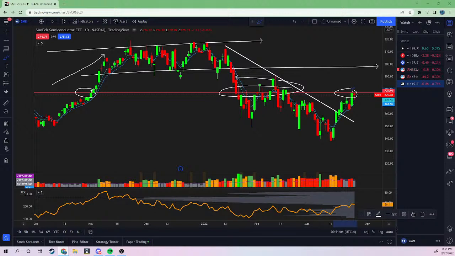The thing I don't like about MU is, if it's going to make a move, it's going to make it off open.